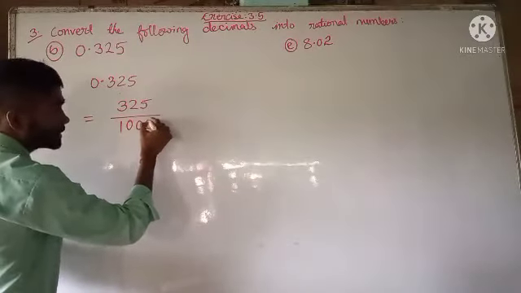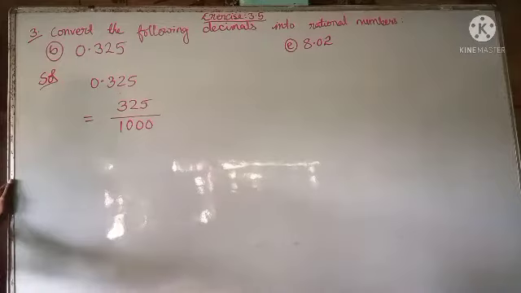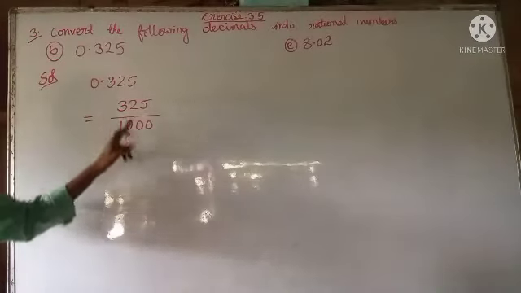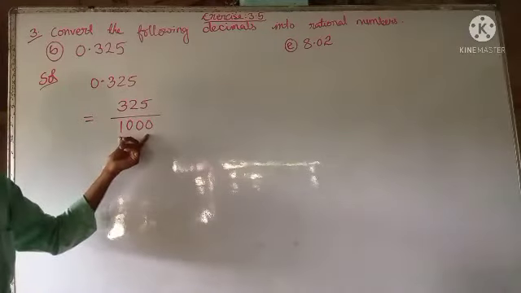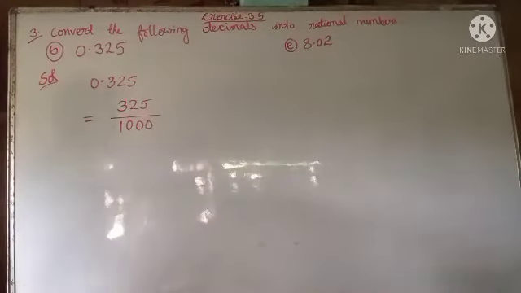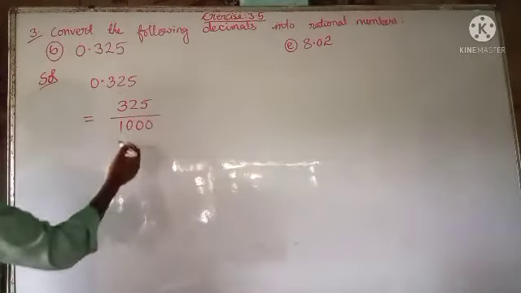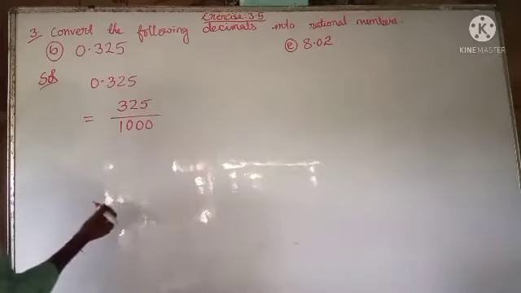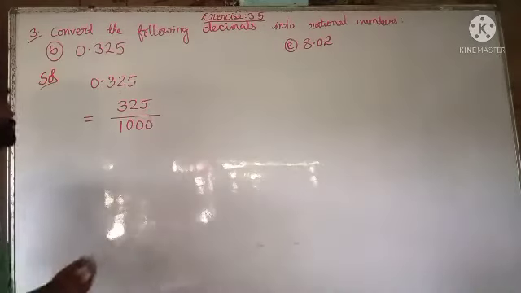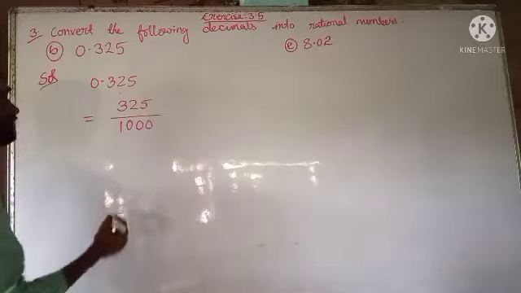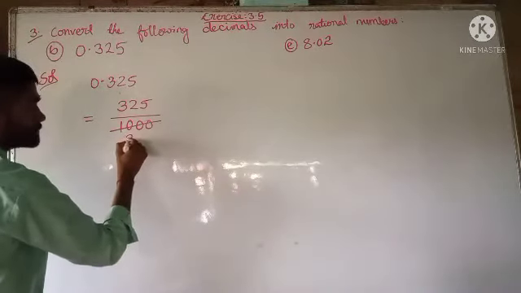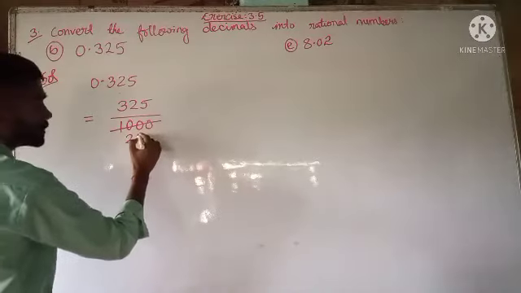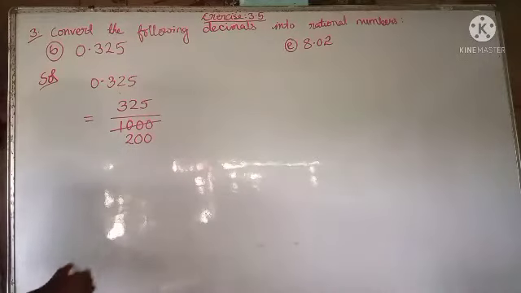If there is 1 digit, we will write 10. If there are 2 digits, that is 100. If there are 3 digits, then 1000. That means 3 zeros. Now, if it is possible to cancel them, we will cancel them. Both the numerator and the denominator are divisible by 5. So we will divide them by 5. 5, 2 times it is 10. And now 2 zeros are there. So we will write here 2 zeros.